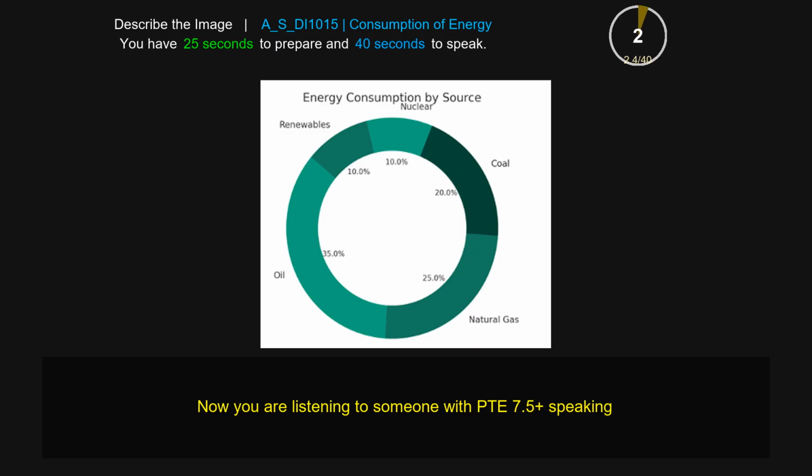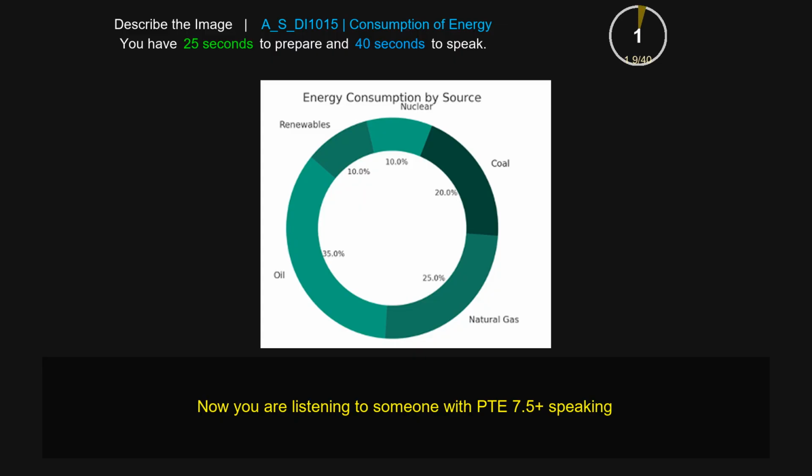The pie chart provides the information of energy consumption by source. There are lots of energy sources discussed throughout the picture such as nuclear, coal, natural gas, oil and renewables. The highest amount of energy was consumed by oil and the amount was 35%, followed by natural gas, which was the second highest amount of consumption and the value was 25%. On the other hand, the lowest amount of energy consumption was by renewables and nuclear, and both values were 10% respectively. In conclusion, coal has got the value of 20%.